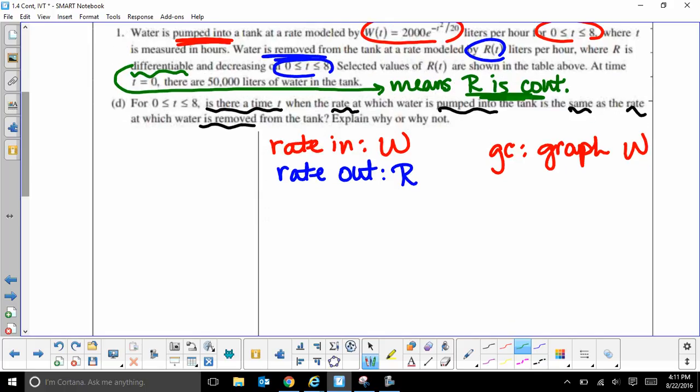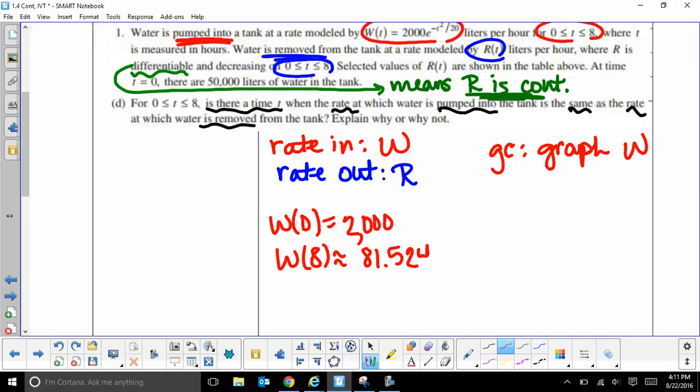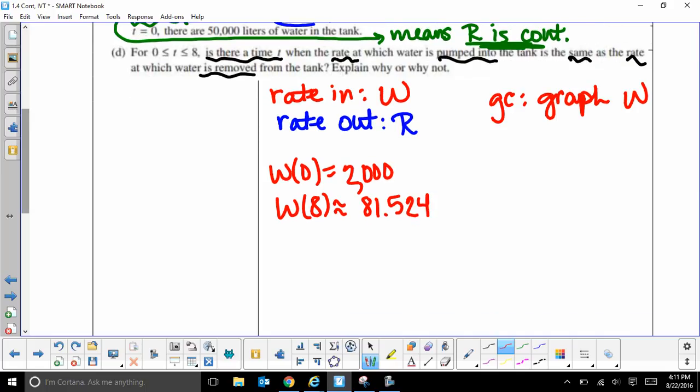So if we're going to use IVT to do this, I need to figure out where these functions are at the beginning and at the end. So let's figure out W of 0, and that would be from the graphing calculator, or if you zero out, 0 over 20 is 0. E to the 0, anything to the 0 power is 1, and so that ends up being 2,000. So you can do that without a calculator. But W of 8, that is with the graphing calculator, and it's 81.524. Go ahead and just write it down now. And if you struggle with your graphing calculator, then let's check. On your graphing calculator, you should see that it's continuous.